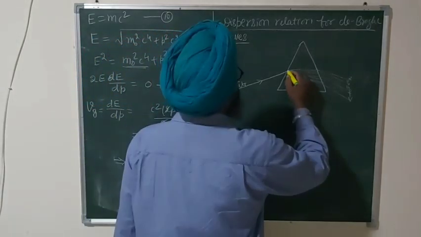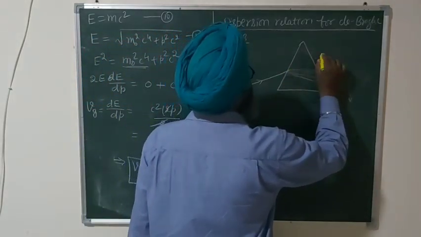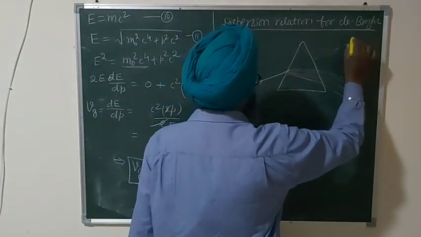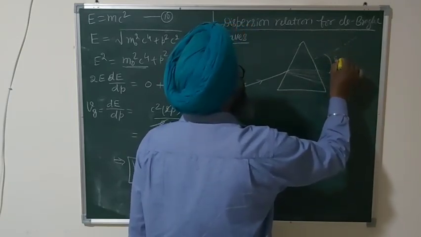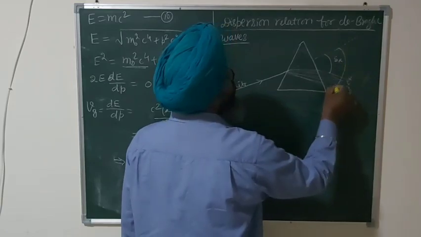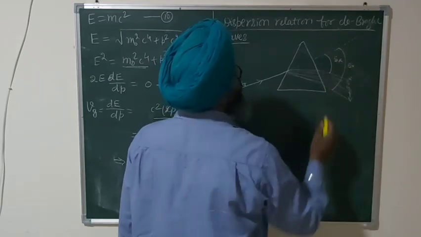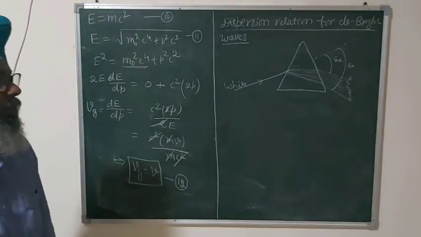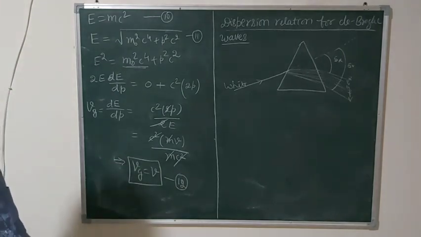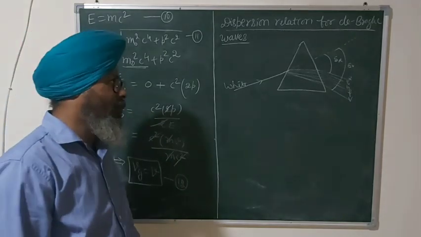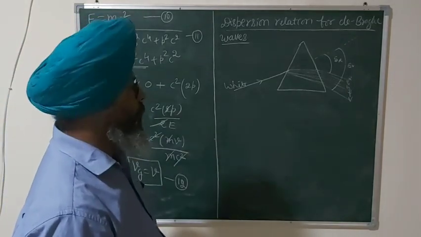If I want to find the angle of deviation, then this is the incident ray, this is the angle of deviation for red color, and this is the angle of deviation for violet color. And we see that the maximum deviation is suffered by the ray in the violet region, and the minimum deviation is suffered by the ray in the red region.